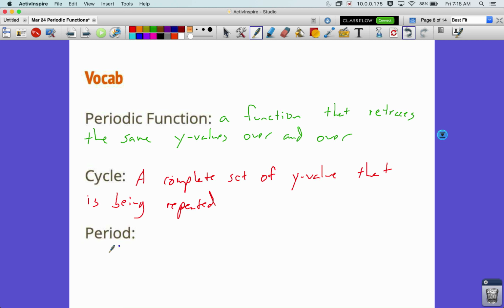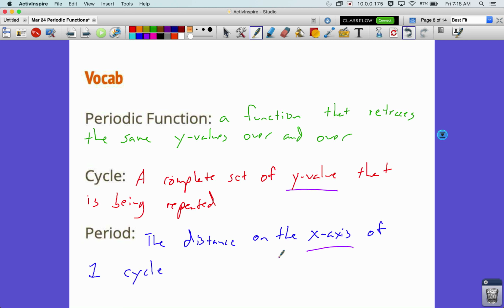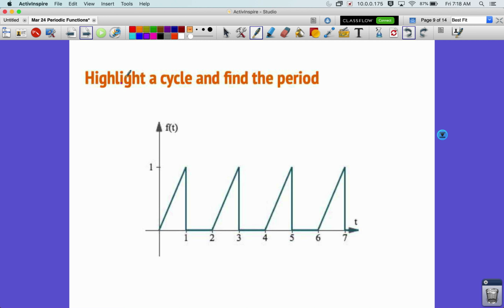And a period is the distance on the x-axis of one cycle. All right, so whenever I say cycle, I want you to think, pick a different color, y values. When I say period, I want you to think of x values. All right, so let's highlight one cycle and find the period here.